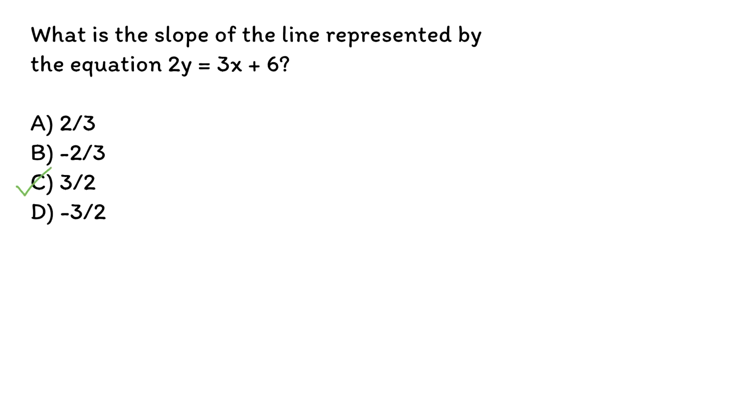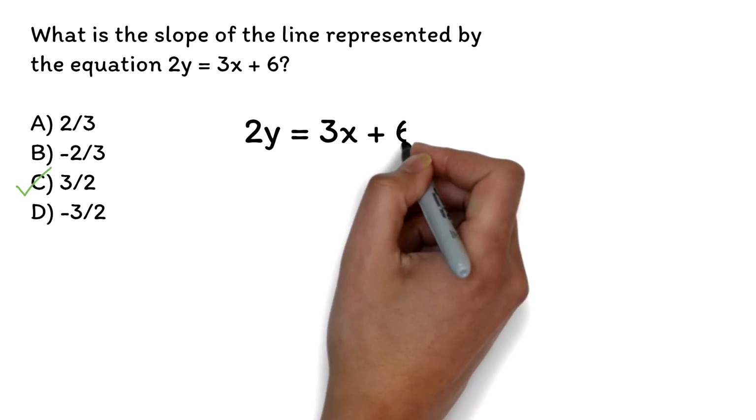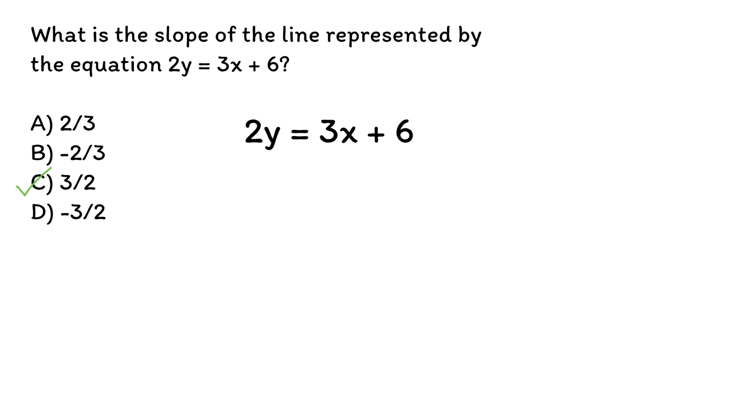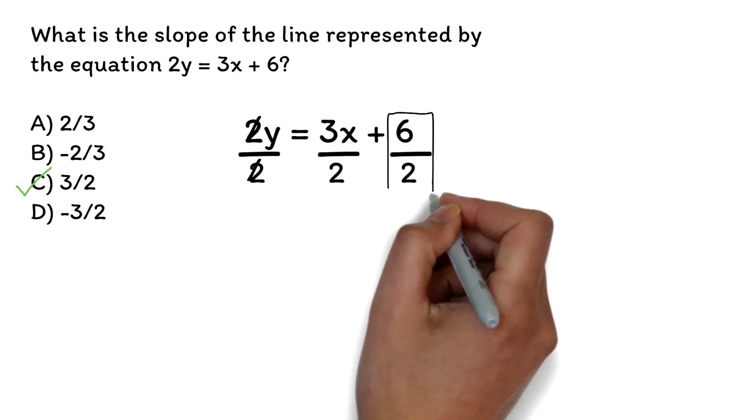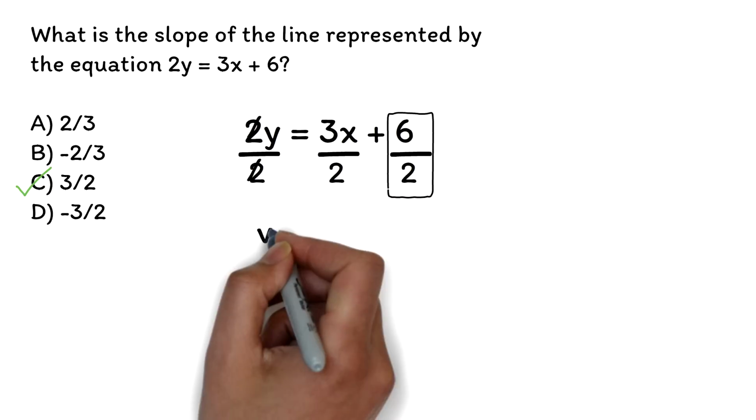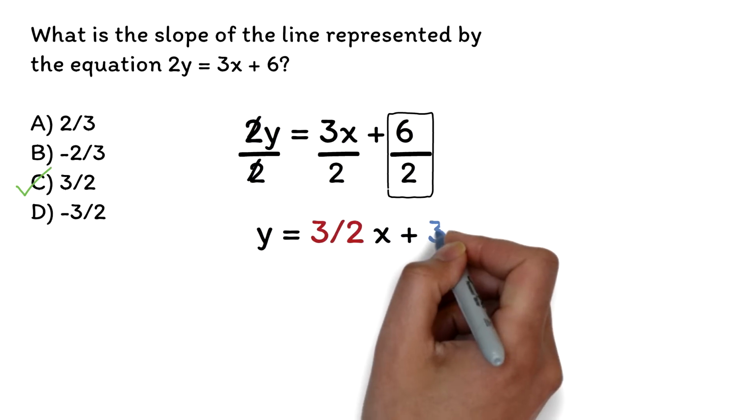This is similar to the previous question, but you have to be careful. This equation is not in the slope-intercept form. For it to be in the slope-intercept form, we want the y to be by itself. We can achieve that by dividing through by 2. The 2 will cancel out. 6/2 is 3. So we have y equals 3/2x plus 3.